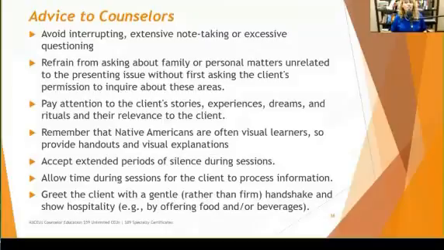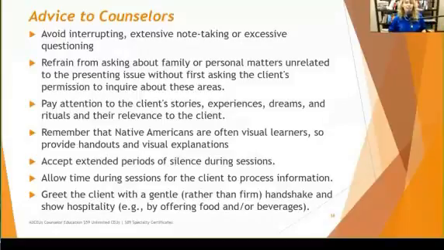Refrain from asking questions about family or personal matters unrelated to the presenting issue without first asking the client's permission to inquire about those areas. So if you're off in left field asking questions, some of our assessments kind of get off track when you're taking a medical history of your father's family or something. You want to explain to the client how this question you're asking relates to the current issue. You're not just being nosy. It's helpful in formulating your case plan for XYZ reason.